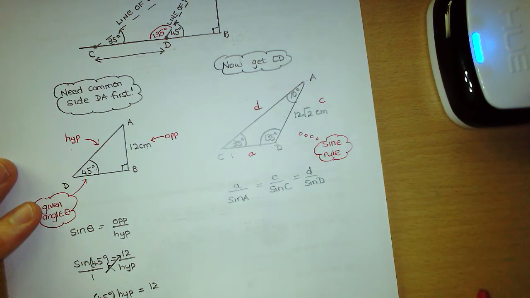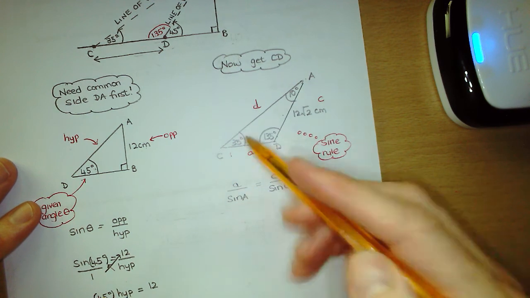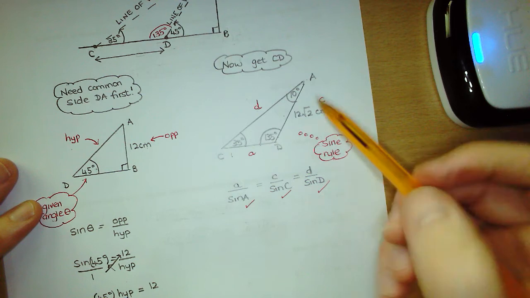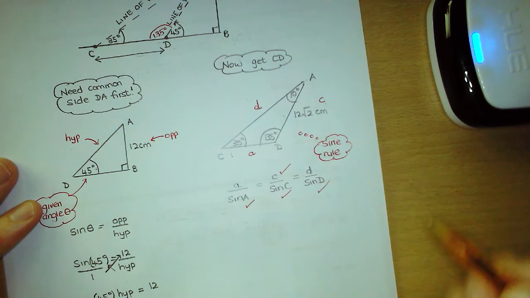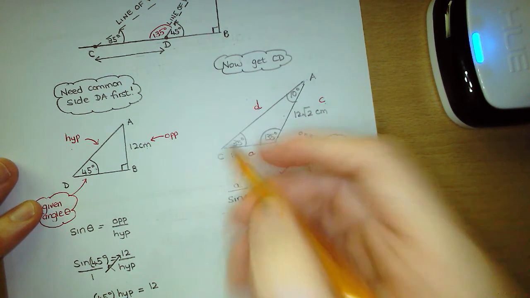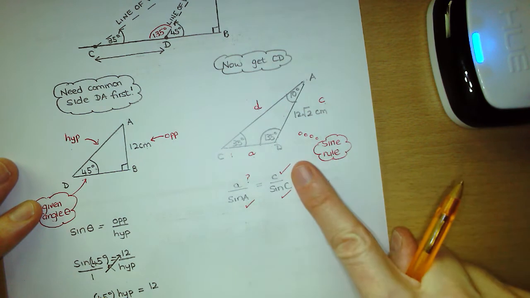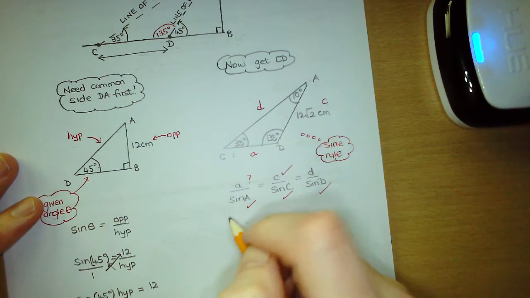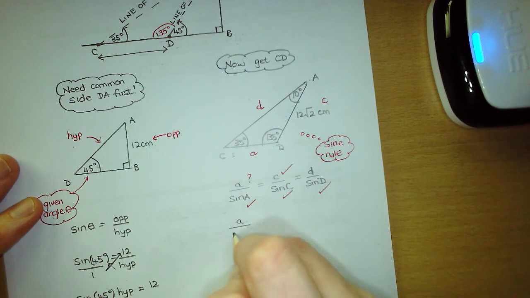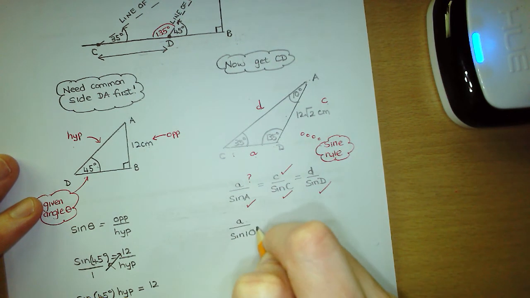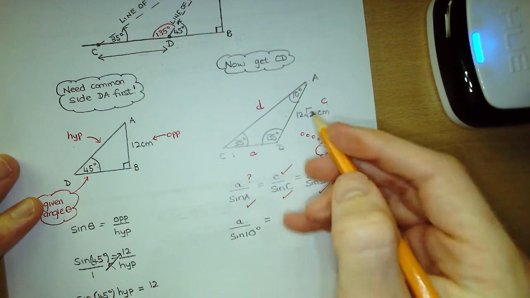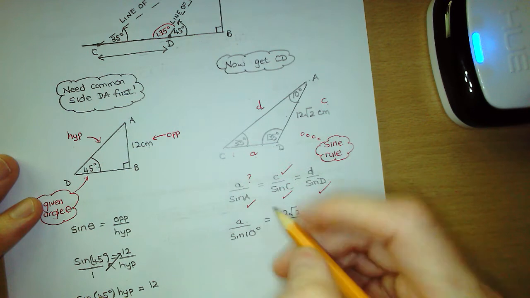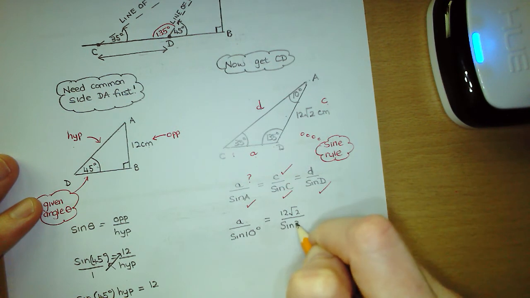And again, we tick off everything that we know. We know all of the angles, so we can tick off sine A, sine C, sine D. We know small c, so we can tick that off, and we want to find small a. So we're going to use the first two fractions of the sine rule. So let's sub everything in. So we're going to get a over sine of 10 degrees, and that's equal to 12 root 2 over the sine of 35 degrees.